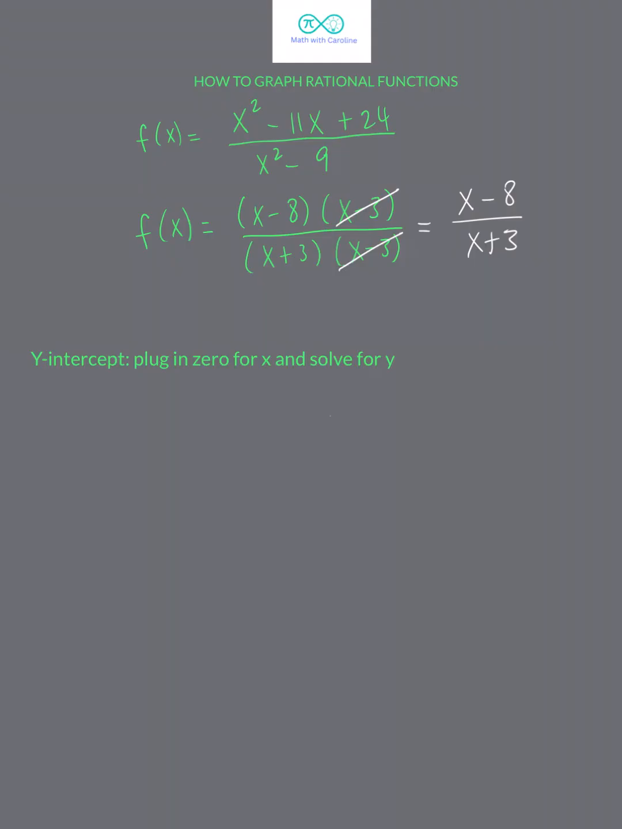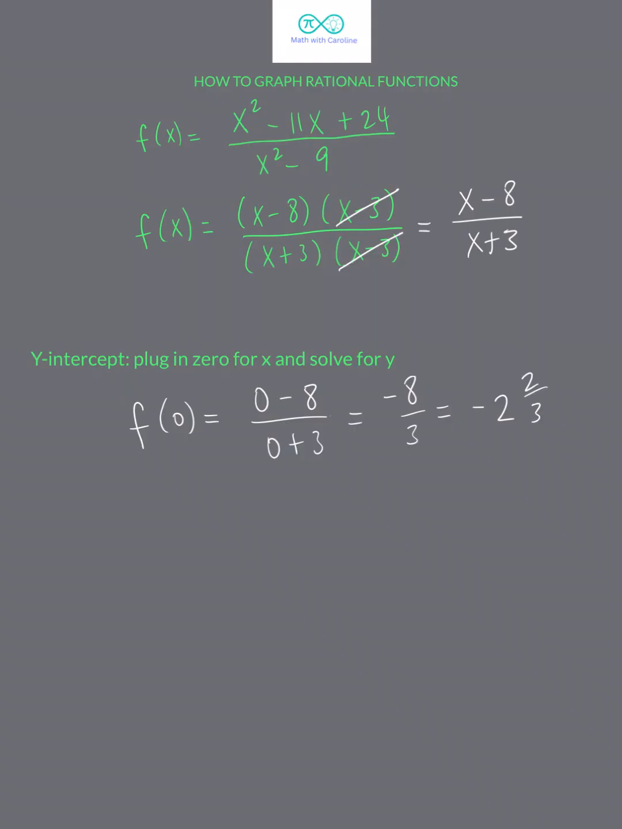Next, let's find the y-intercept. Now remember, to find the y-intercept, you plug in 0 for x and you solve for y. So when you plug in 0 for x, we could even show that f of 0, and 0 minus 8 over 0 plus 3 is negative 8 over 3. Now sometimes this is easier to write as a mixed number since we're going to be graphing. So this would be negative 2 and 2/3.